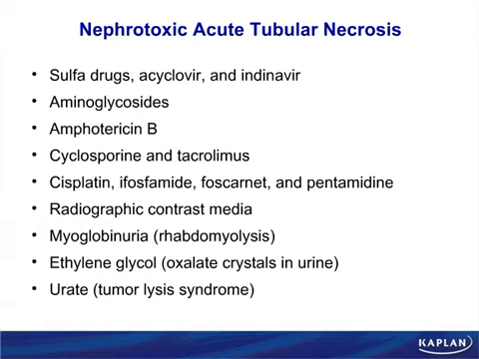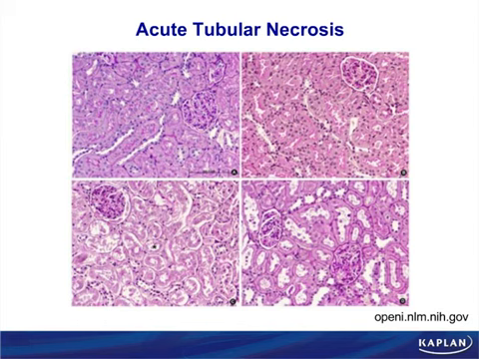So you should avoid these in patients that have acute tubular necrosis. This is a biopsy looking at acute tubular necrosis. And you can see there's your glomeruli. Your glomeruli are not affected here. But if you look at the tubules right here, you can see the tubules are clogged with necrotic tissue.